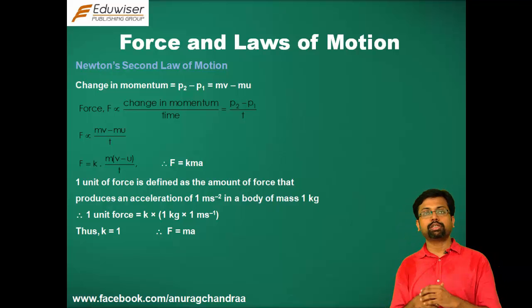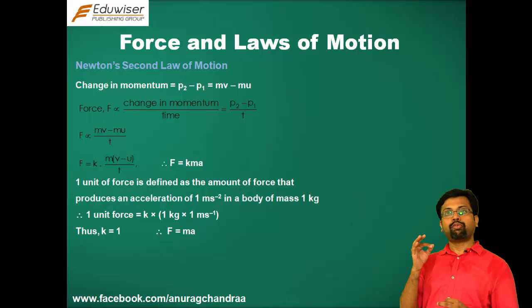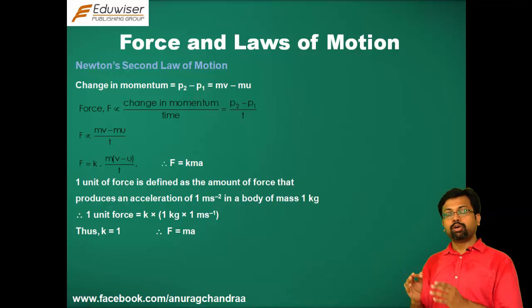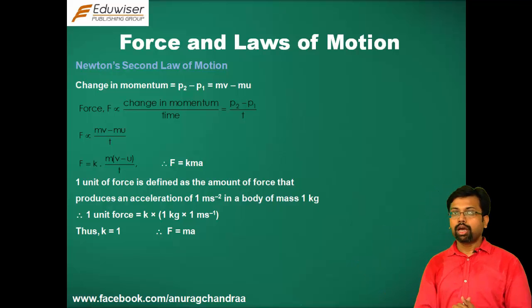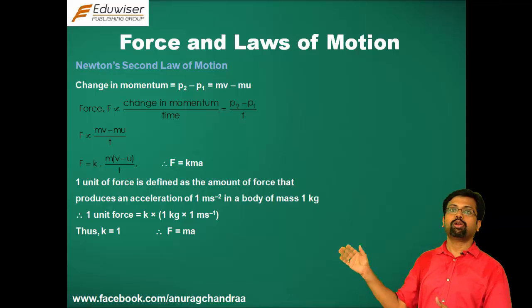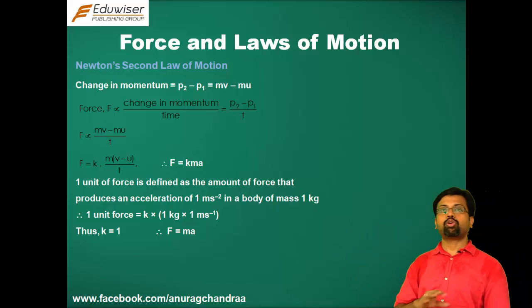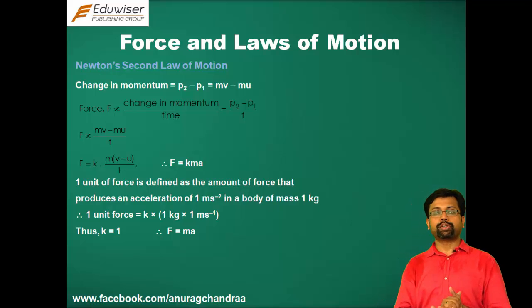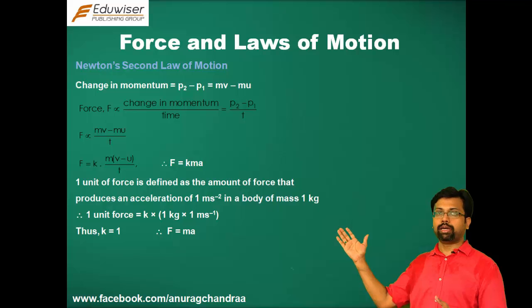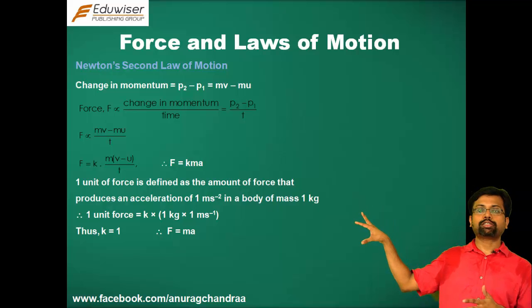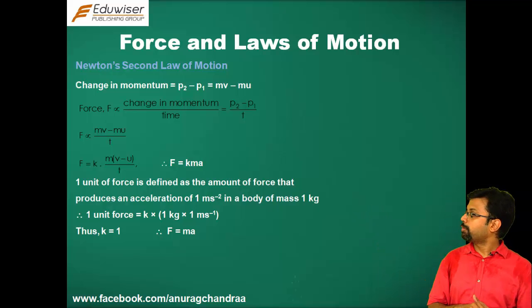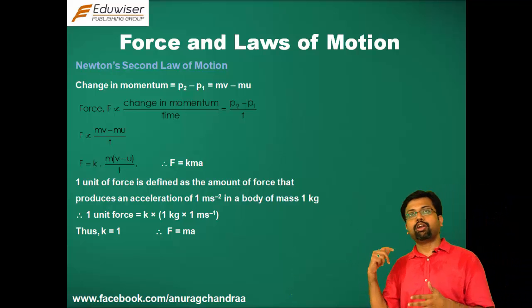So 1 Newton is the SI unit of force, and 1 Newton of force is defined as that force which produces an acceleration of 1 meter per second square in a body of mass 1 kg. In that case, F would be equal to 1, m equal to 1, a equal to 1, so k will automatically become equal to 1, and since k remains constant throughout, we can get rid of it. So we essentially write F is equal to ma. Here the constant of proportionality is 1, so we remove it. So this is how you actually calculate the magnitude of force. Force is equal to mass into acceleration. So the second law of motion is used to calculate the magnitude of force acting on a body.